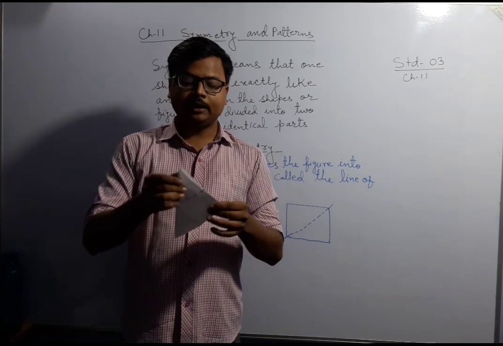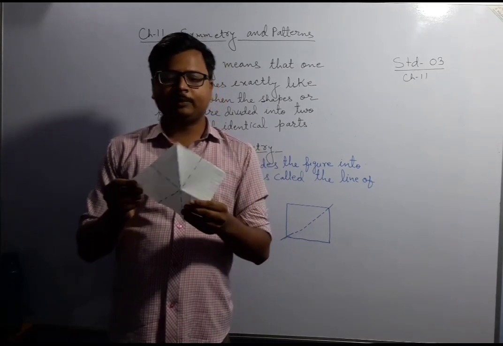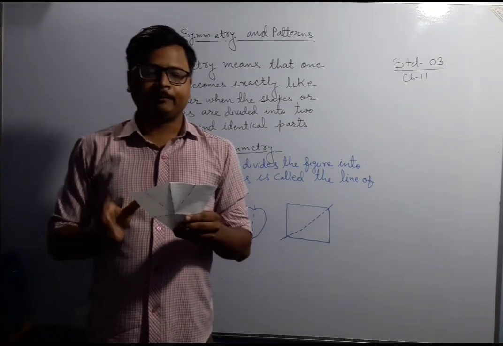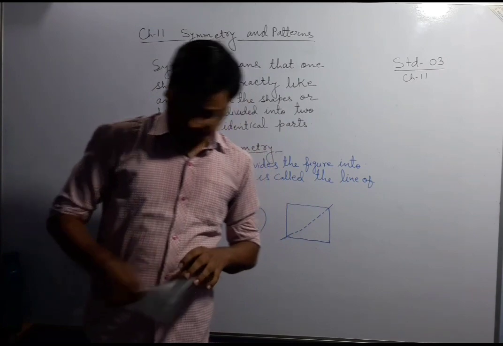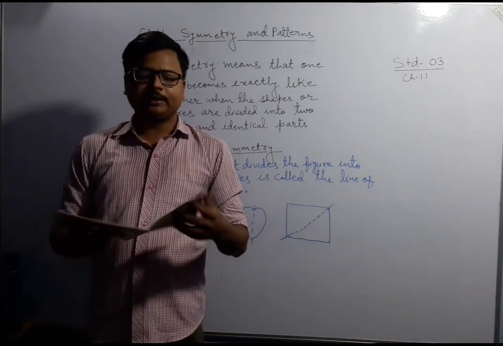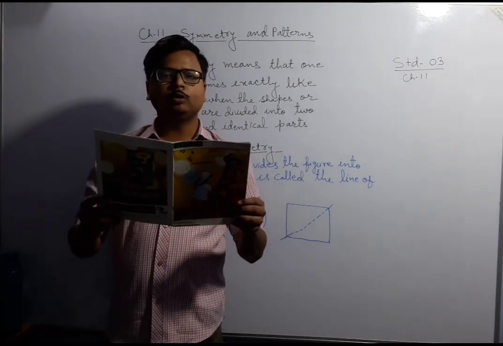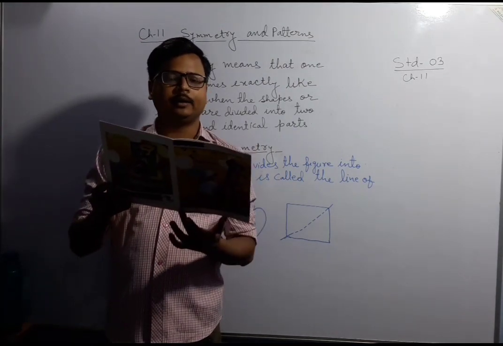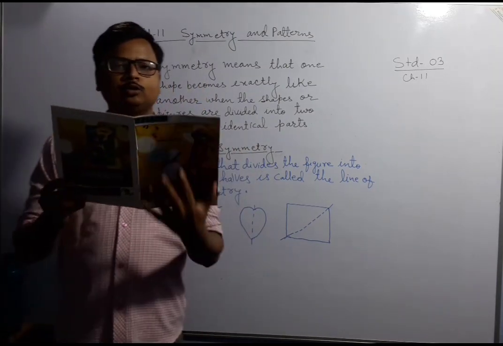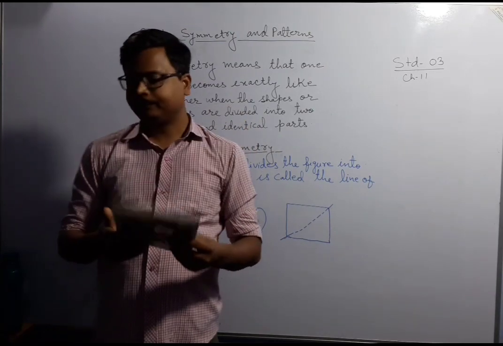As you can see here, this paper, as I have folded in three different ways, comes in the same halves. Now let us see another example. As you can see this copy, if you open this copy, it also makes a line of symmetry here. That means it is dividing it into two equal halves. This side is also the same, and this is called line of symmetry.